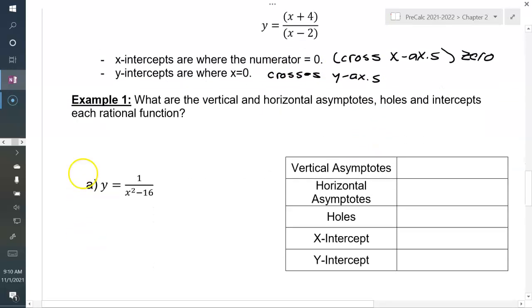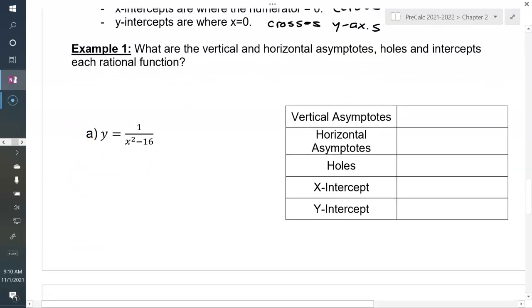Okay, so let's do some examples where we're going to find all of these: vertical asymptotes, horizontal asymptotes, holes, x-intercept, and y-intercept. Step 1, factor your denominator. All right, step 2, factor numerator, but there's nothing to factor here because that's just a 1. So I'm going to have vertical asymptotes, set my denominator equal to 0, so x plus 4 equals 0. That gives me x equals negative 4.